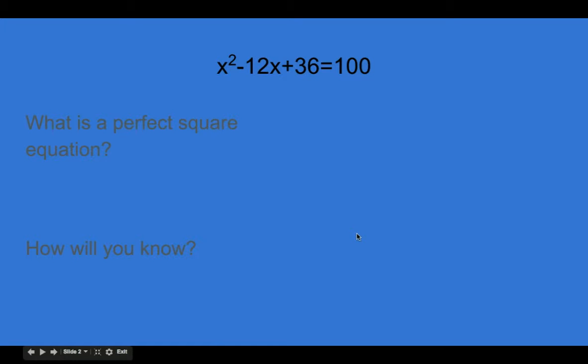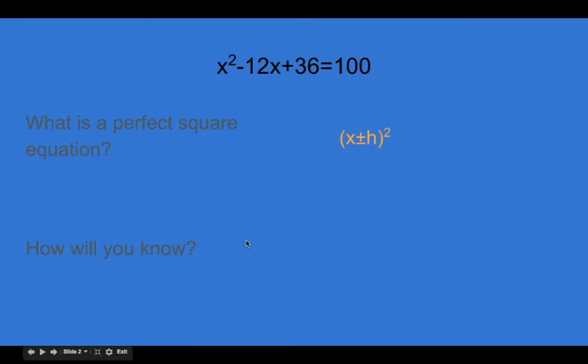So first of all, what is a perfect square equation? Well, a perfect square equation is after you have factored down this section of your equation, it comes out as equal to x plus or minus h squared.